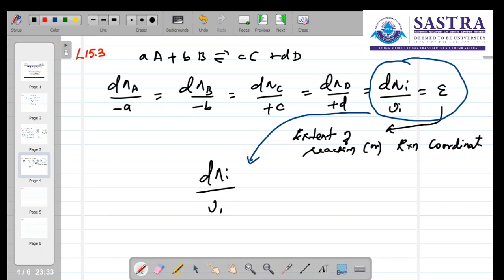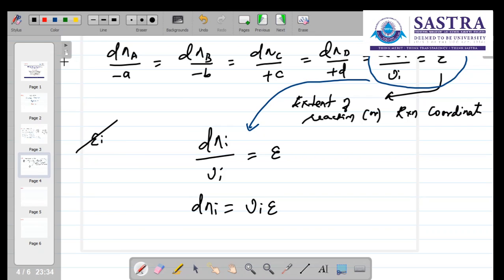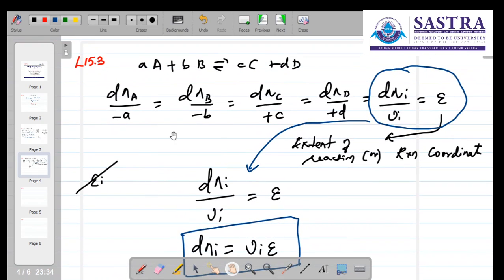So dNi by mu i is equal to epsilon. There is no subscript i on epsilon, so please remember that writing one is incorrect. This we also saw in the last lecture, because the extent of reaction is the same for all the species. So rearranging, dNi is equal to mu i into epsilon. This is the relation that we get from the mass balance, or what we call the mole balance, for the reaction.